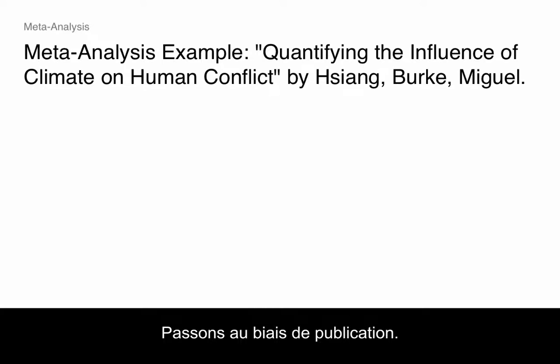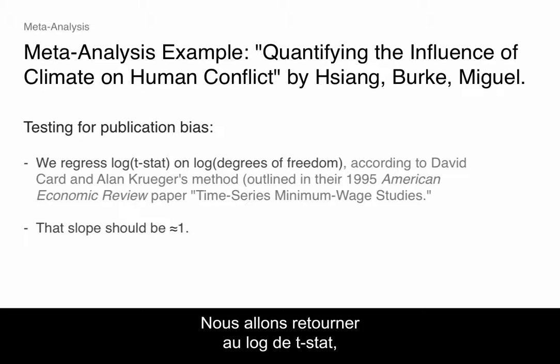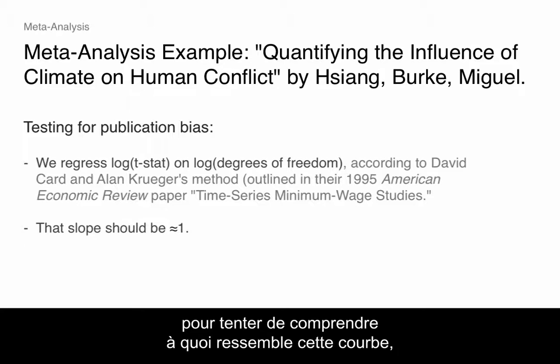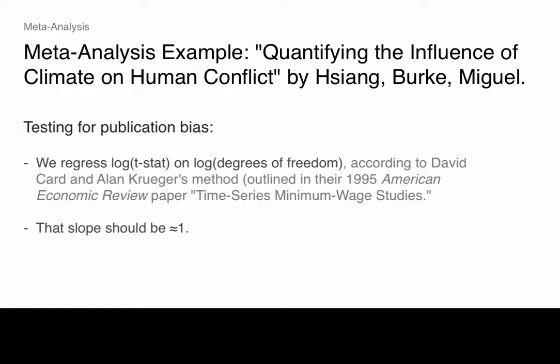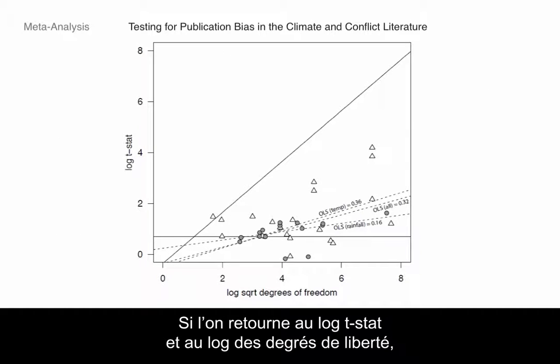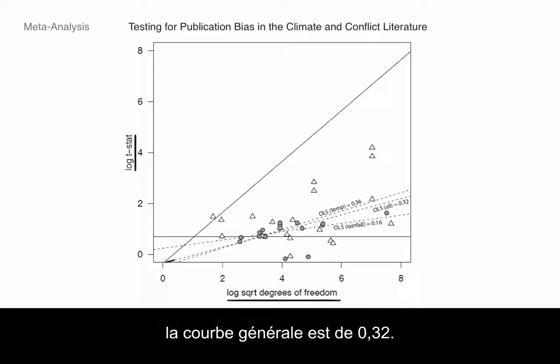So let me just get to publication bias. We're going to regress log of the t-stat on log of the degrees of freedom and try to get a sense of what that slope looks like. That slope should be 1. If the slope is 0 or negative, then we're really concerned. The overall slope here, if we run the regression of log t-stat on log degrees of freedom, is 0.32. It's positive, it's significant, but it's not 1.